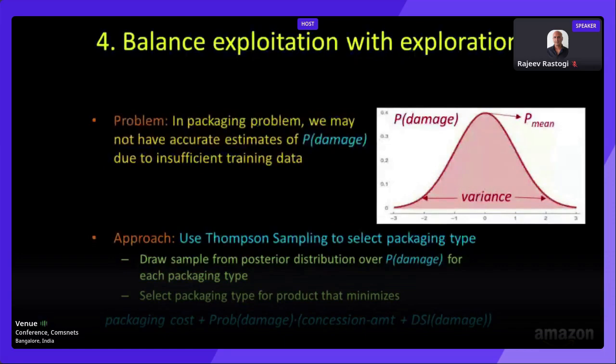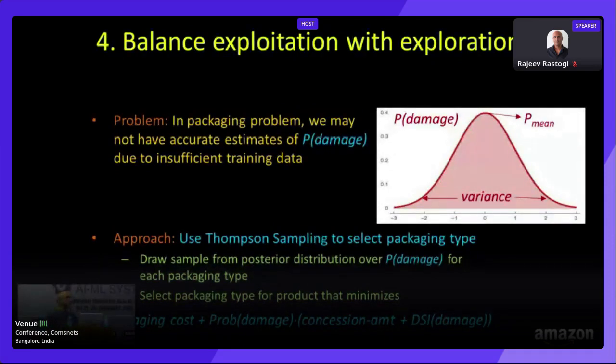So the question here is, how do you select the package type for a product when you have a probability distribution over damage probability? And the approach that we use is based on Thompson sampling, which is an explore-exploit technique. What Thompson sampling does is it draws a sample from the posterior distribution of the damage probability for every packaging type, and then it selects the packaging type that minimizes the cost of both packaging as well as concessions, right?